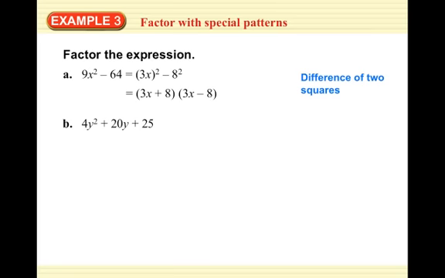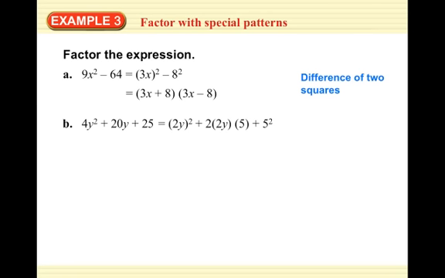Let's look at 4y squared plus 20y plus 25. Okay, we've got y squared at the front. We've got 25, which is 5 squared at the end. 4 looks like it's a square. It's 2 squared, so maybe this will work. Let's see if it fits the pattern.